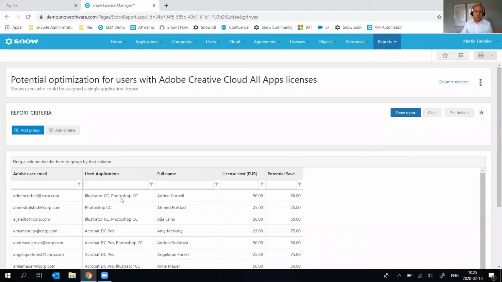And the full suite for us is 100 euros per month. And the license cost for these two standalone applications is 50 euros per month. So the potential save here is 50 euros per month. Yeah, but I know Adrian. He says he needs the all apps license. That happens all the time, and there is nothing we can do about that. There will always be users that try to keep their suites, even if they don't use them to the full extent. But this at least gives us information about how it actually looks.